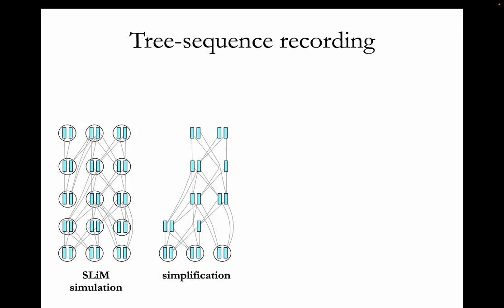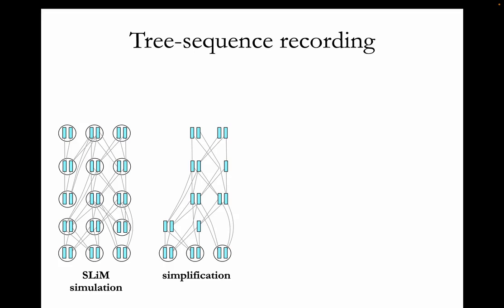SLiM simplifies periodically for you by default, automatically, but you can also control it completely in your model if you want to. Here, some ancestors that left no extant descendants have been pruned away by simplification, keeping the tree sequence small. You can always choose to remember individuals in your model, preventing them from being simplified away if there are particular individuals that you need to retain in the tree sequence for your analysis.